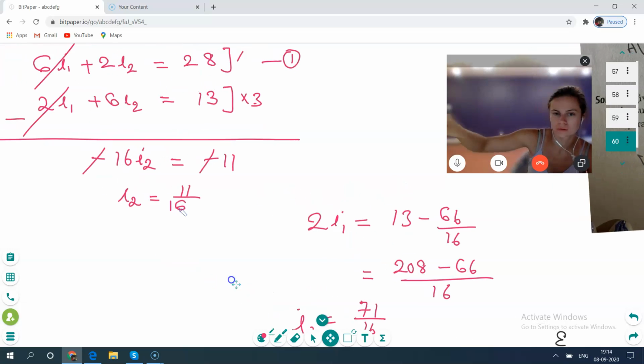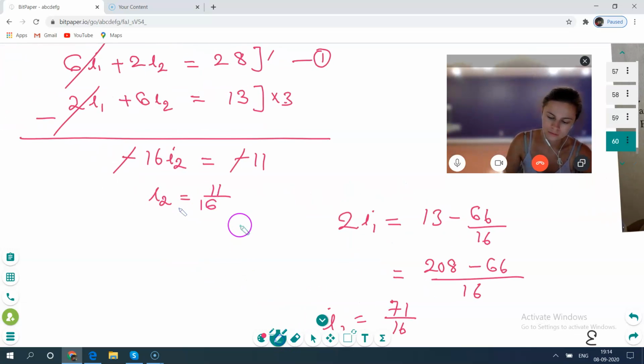Okay. Now there are two values of I1, 11 by 16 or 71 by 16. Which answer is correct? You can check it because both are the same. This one, 11 by 16, is your answer, or 71 by 16.